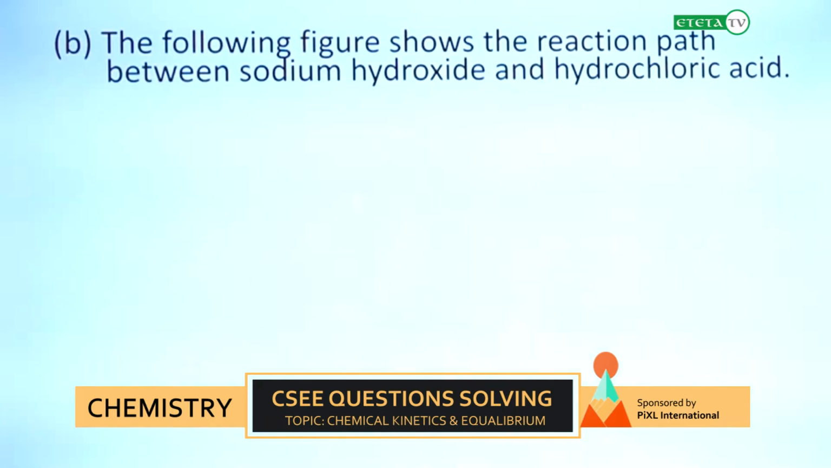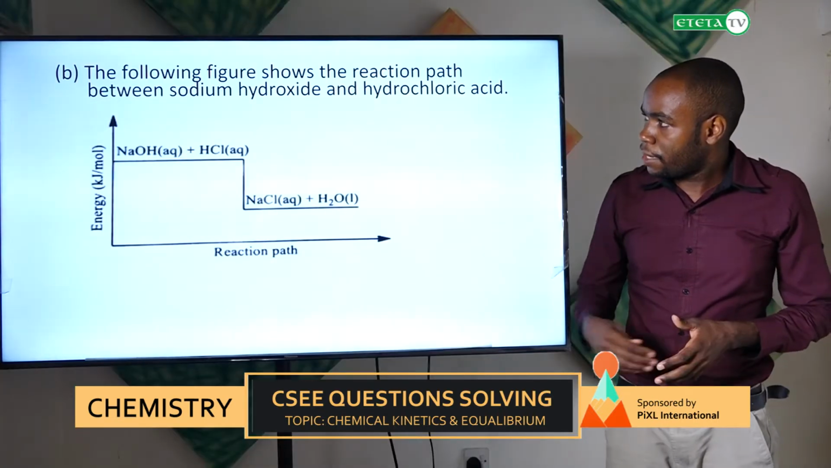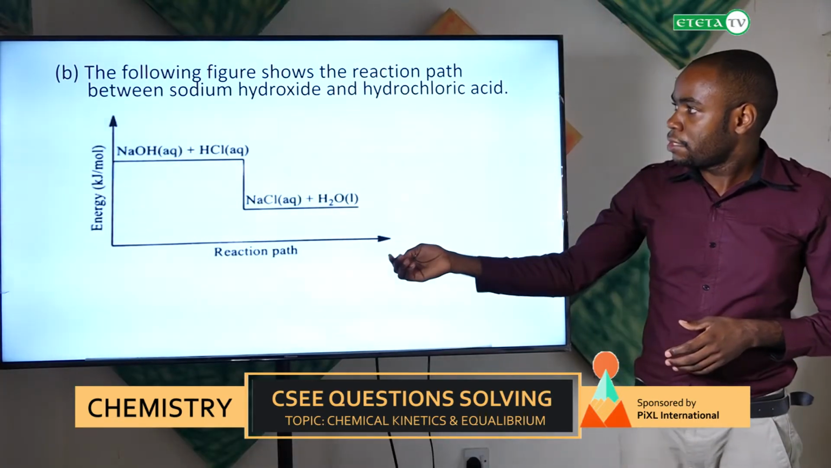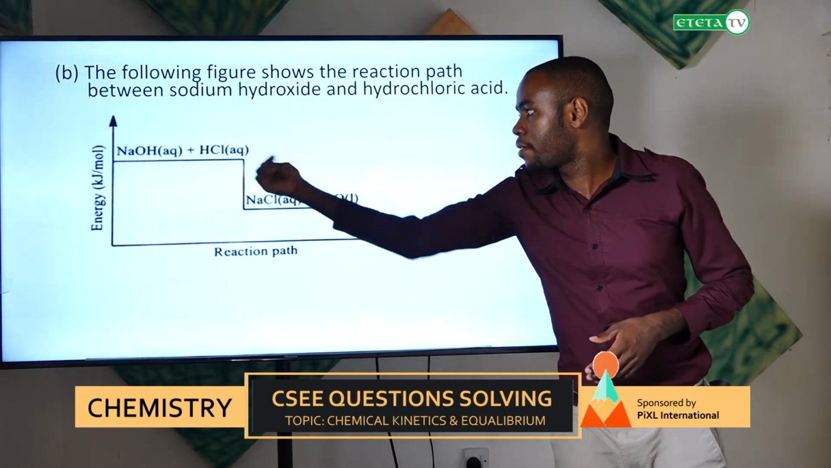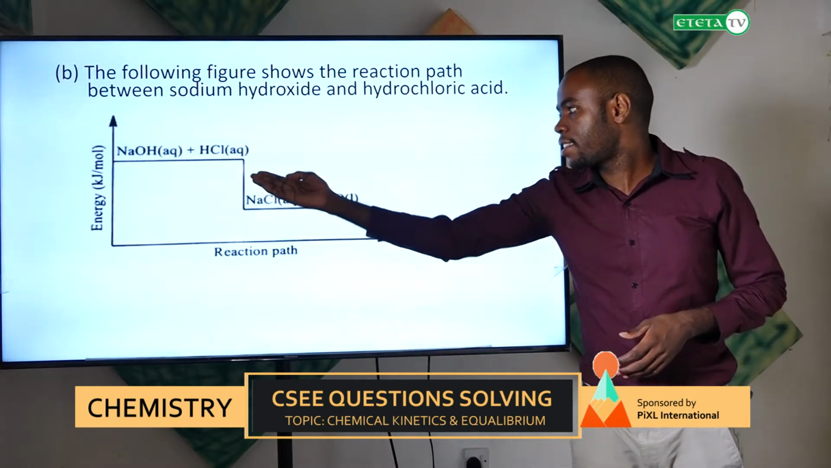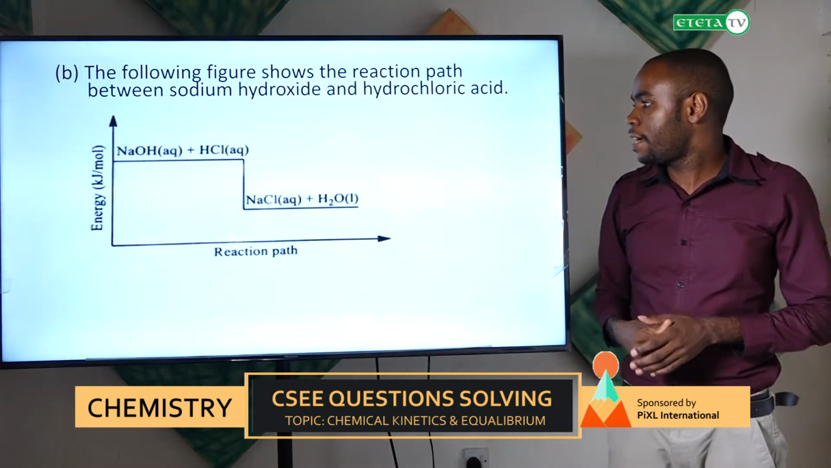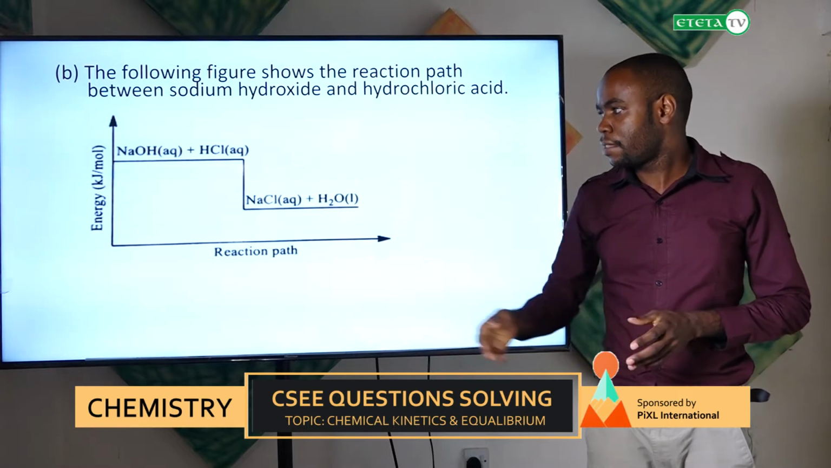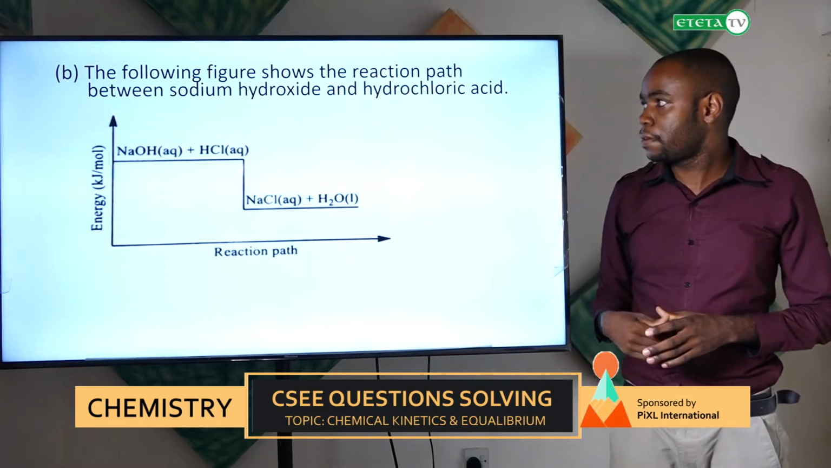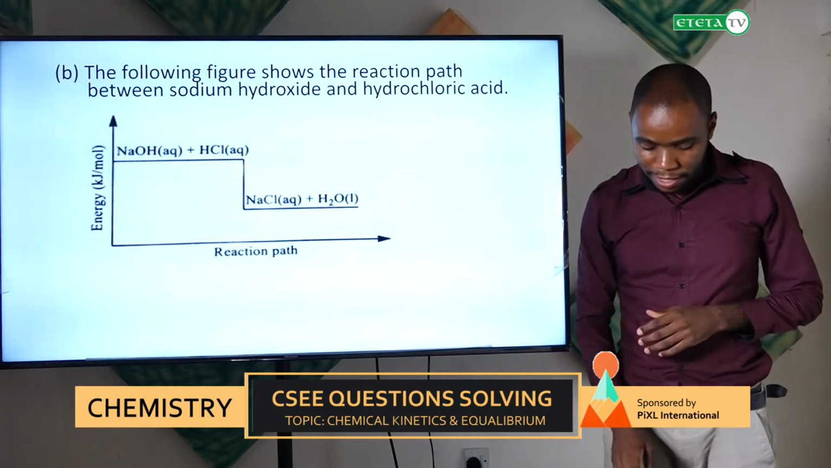Question number 12B says, the following figure shows the reaction path between sodium hydroxide and hydrochloric acid. So this one here, this path. Sodium hydroxide and hydrochloric acid are the reactants. The product is sodium chloride and water. So this is the reaction path for sodium hydroxide and hydrochloric acid.